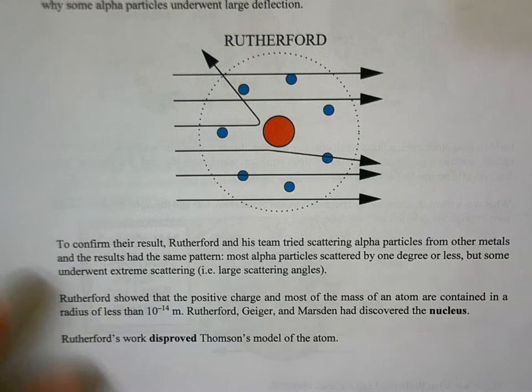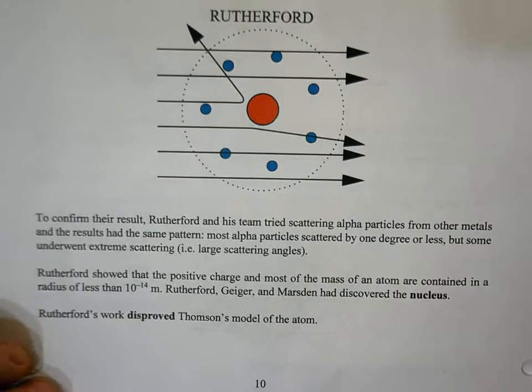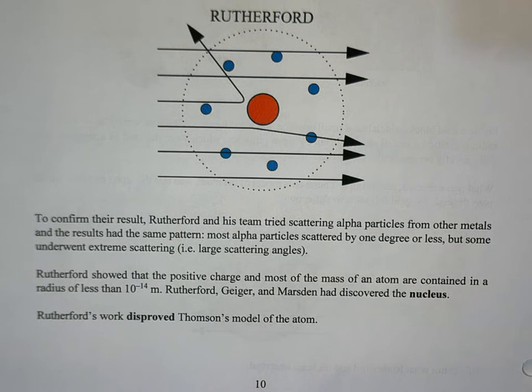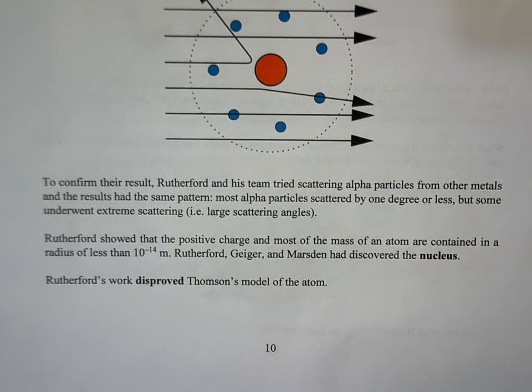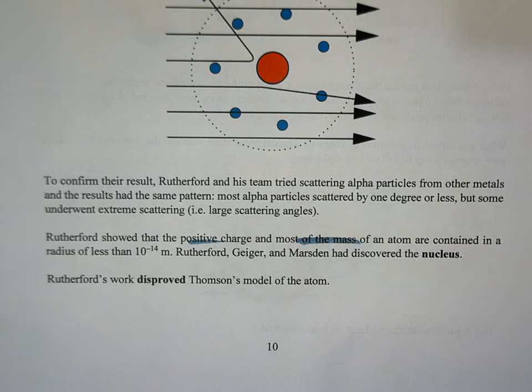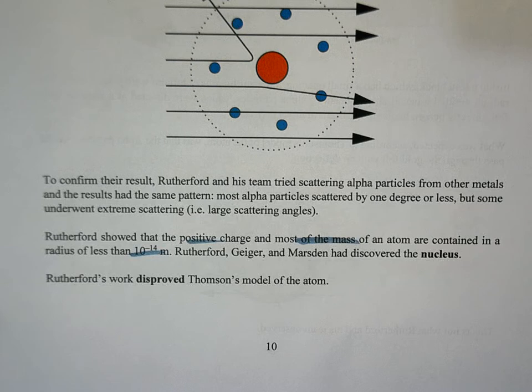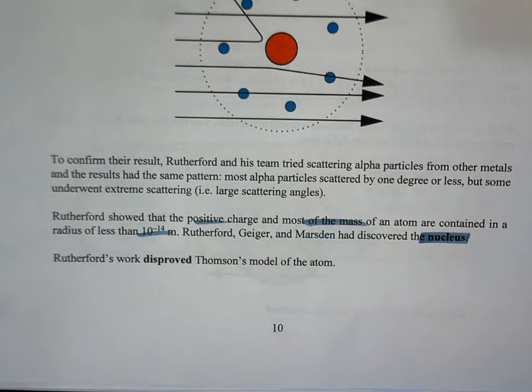Now Rutherford and his team tried scattering alpha particles from other metals, so they changed gold to different metals, and they found the same thing. Most of the alpha particles had scattering of about a degree or less, but you had the odd one that underwent some extreme scattering. So what Rutherford showed is that the positive charge and most of the mass is contained in a very small volume with a radius of less than 10 to the minus 14 meters. Rutherford and his colleagues discovered what we now know as the nucleus.